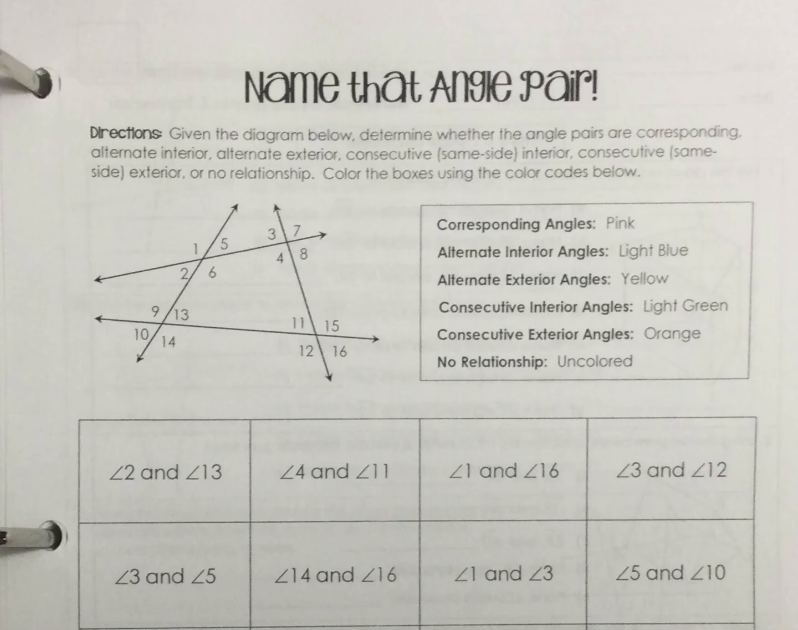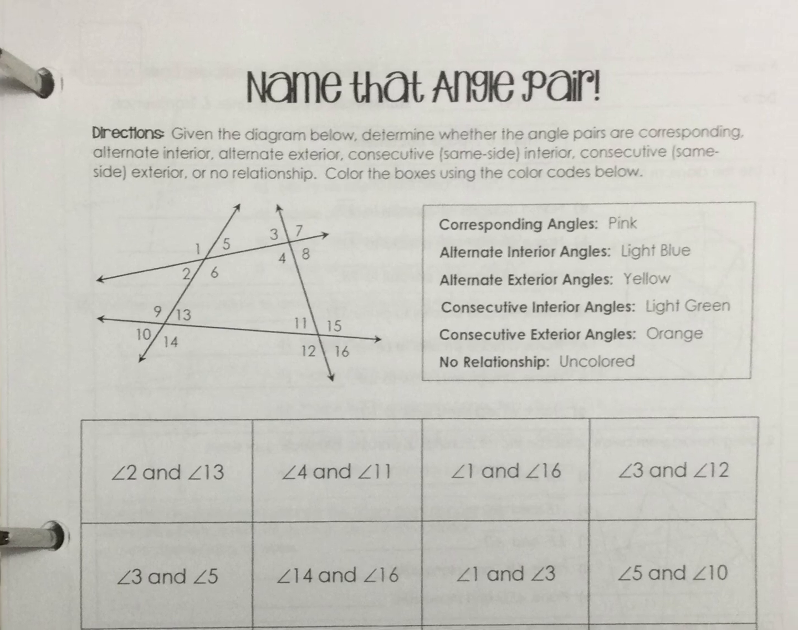On this page, you get to color. Woohoo! I'm going to show you how to do it. So it wants to know angle 2. The first box says angle 2 and angle 13. If those are right there, that would mean its transversal is this line and its interior is right through here. So those are on opposite sides of the line, but they're both inside. When I have opposite inside, I'd have alternate interior.